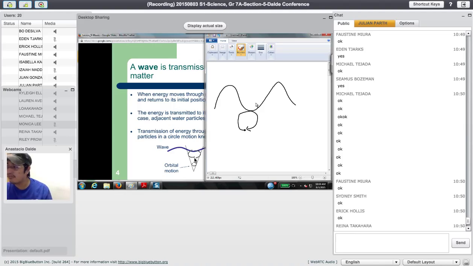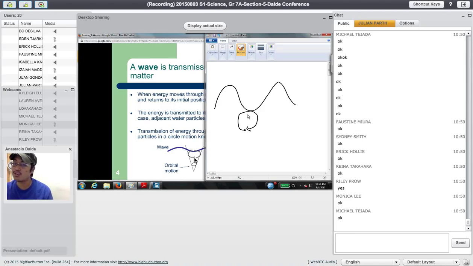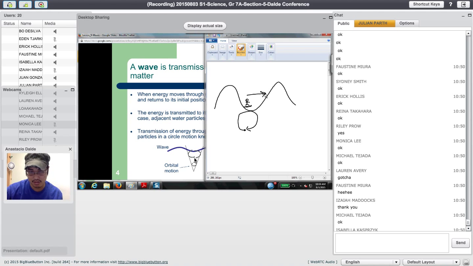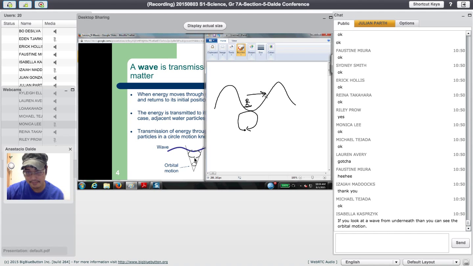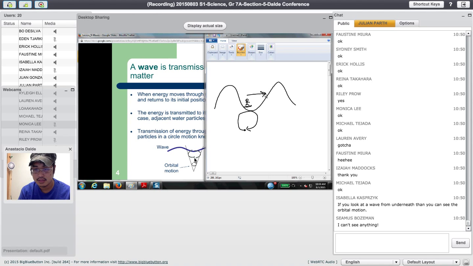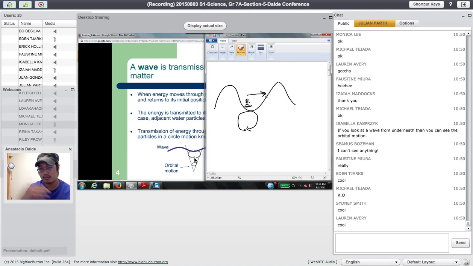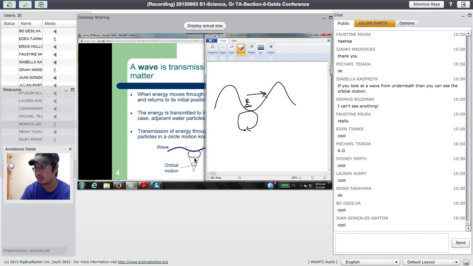But that's different from a surfer who's riding the energy of the wave. They move horizontally. They don't move in a big circle. We cool? They move forward, right? Which makes a lot of sense.